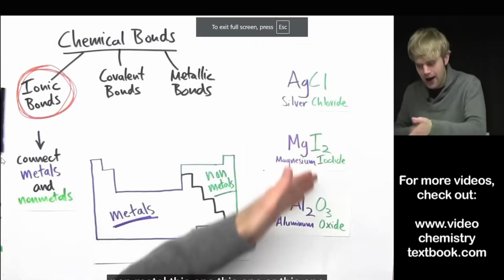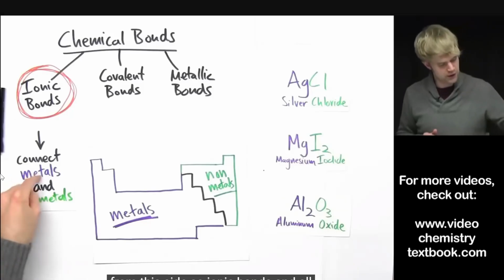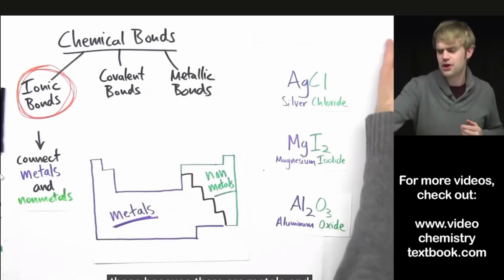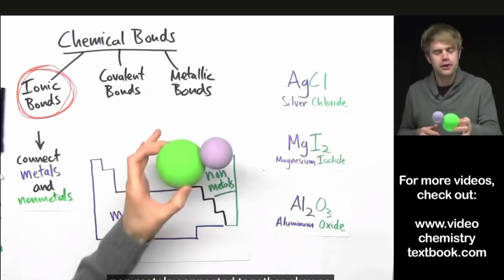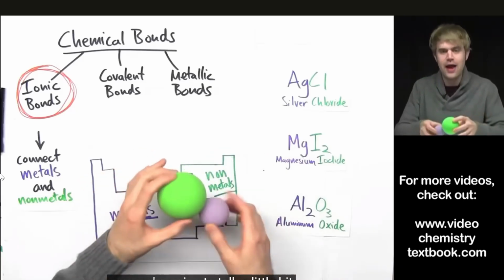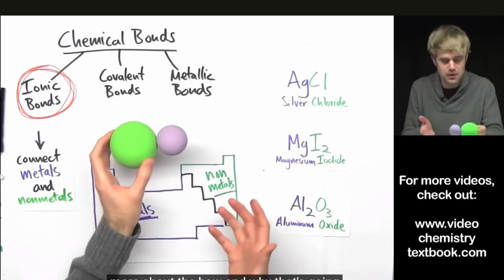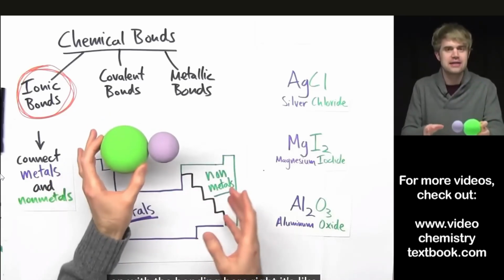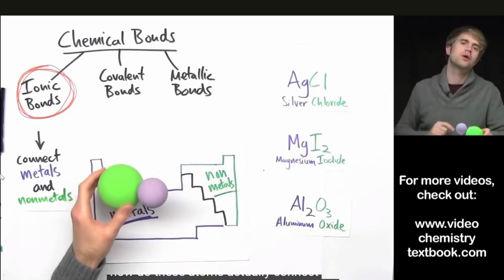So, ionic bonds are in all these because there are metals and nonmetals connected together. Now we're going to talk a little bit more about the how and why that's going on with the bonding here. How do these atoms actually connect together? What's holding them? That's what we're going to talk about next.